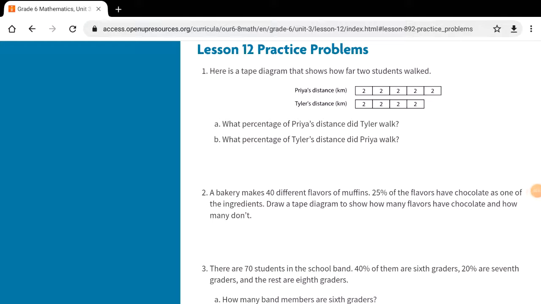Okay, so we're going to go over page 91. We're going to talk about different ways you got the answers because there were lots of different ways to get to the exact same answer.